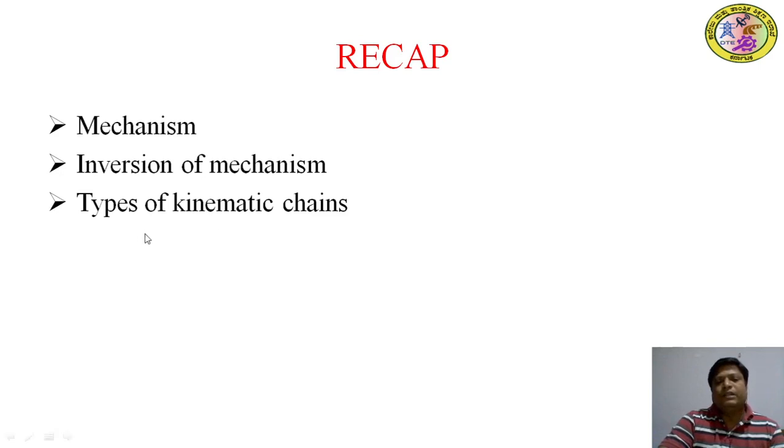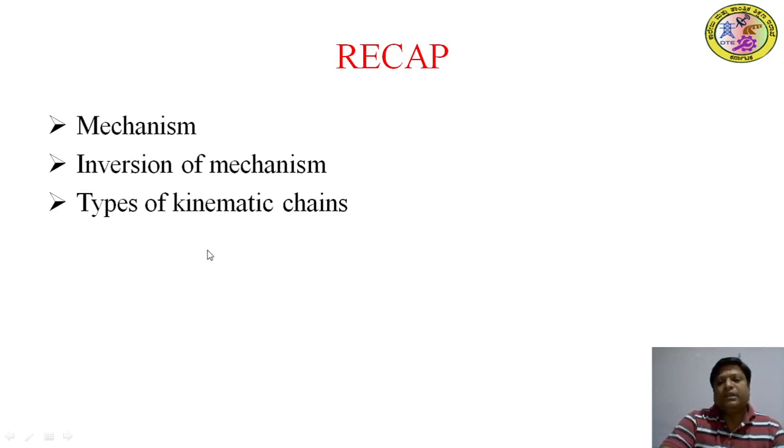Another topic is types of kinematic chains. You know the types: the 4-bar chain, the single slider crank chain, and the double slider crank chain. A 4-bar chain consists of 4 turning pairs. Whether it is a constrained chain or an incompletely constrained chain, we can easily find out by using the relationship. You know that.